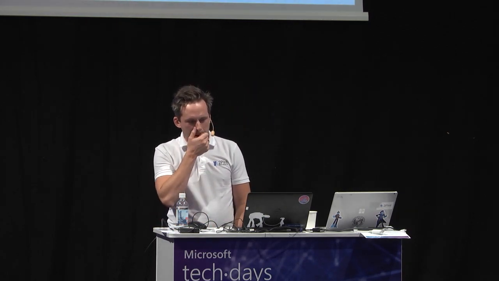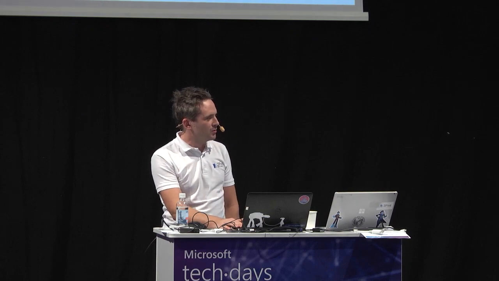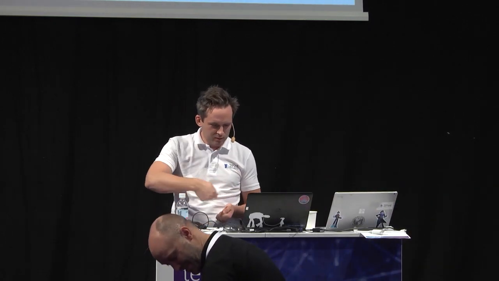So, who am I? My name is Andreas Hammarskjöld. I come from Sweden, from Gothenburg, and I started up 2 Point Software, a company that focuses primarily on network management and network content management. Been doing automated deployment for about 20 plus years, I think. The first OS migration I did was from Windows 3.11 to Windows 95, automated, using floppies. And we had to increase the RAM as well. Open up each box, dust them with a Hoover, you know.